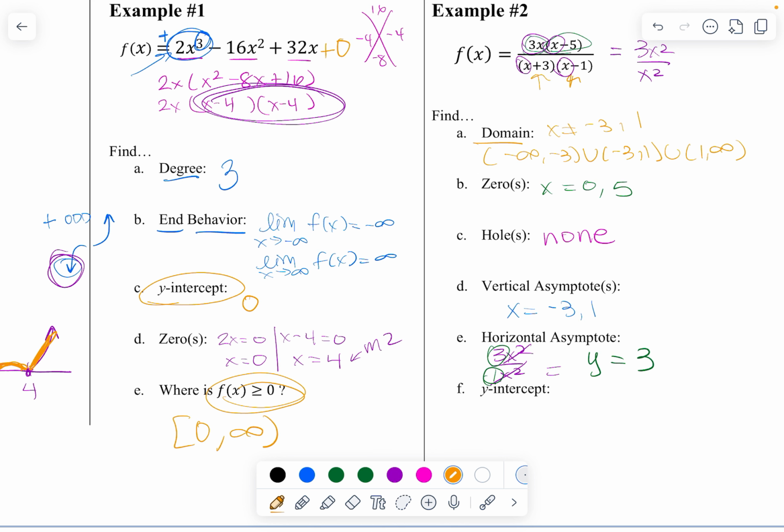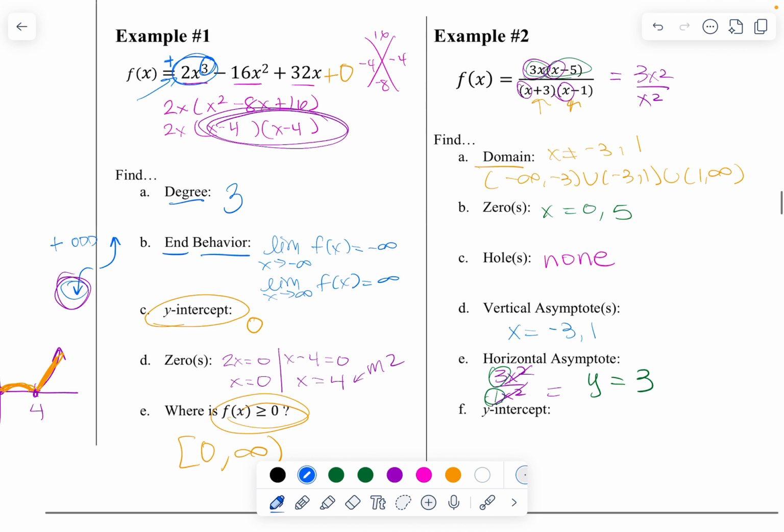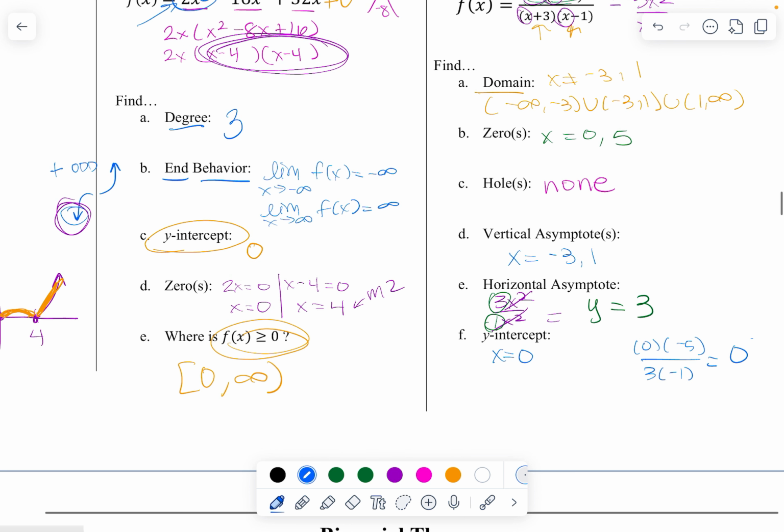And for our y-intercept, we're going to be looking for, okay, if x equals 0, how do we find those values? Well, I know here on the numerator, we're going to have 0 times negative 5 all over 3 times negative 1, and we end up with 0. So our y-intercept is 0.